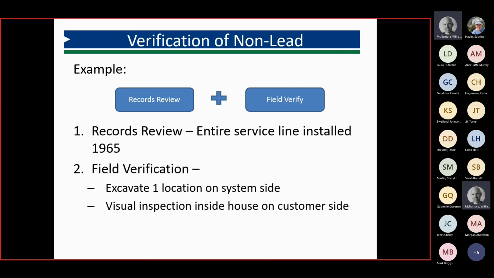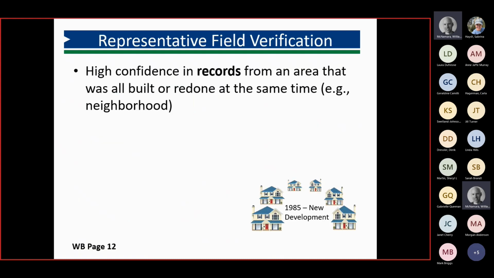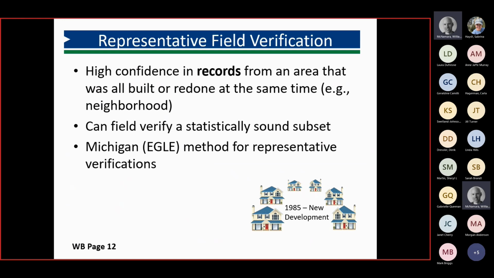So when systems are doing this, a lot of them are saying, okay, I have records, but I still have to tear up my entire neighborhood or something like that. We're going to also allow some representative field verification. So where does this come into play? Well, in those circumstances, you have good records from an area that was all built or maybe redone at the same time, so those lines should be similar, like a neighborhood. You can field verify a statistically sound subset. And we're using that language from Michigan's work. As a matter of fact, that's what we're pulling this from: Michigan EGLE, their method for representative verification.